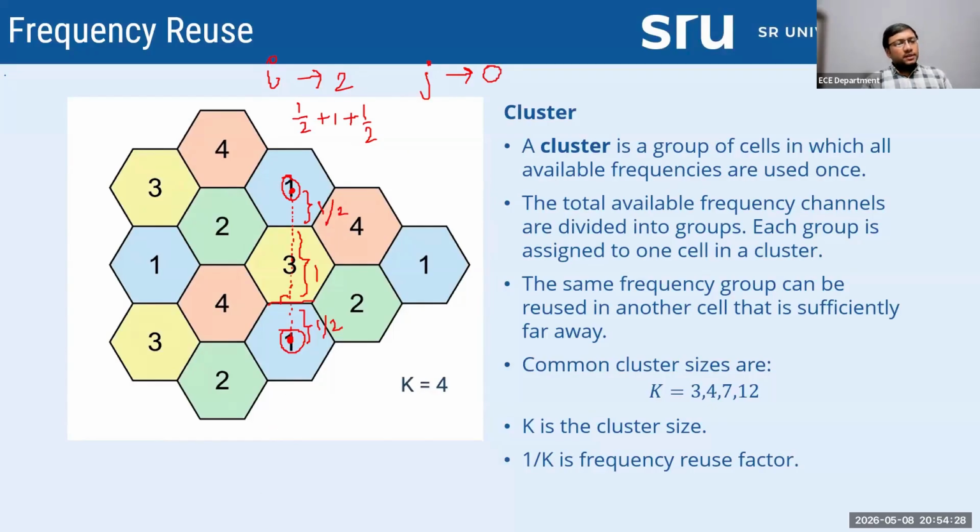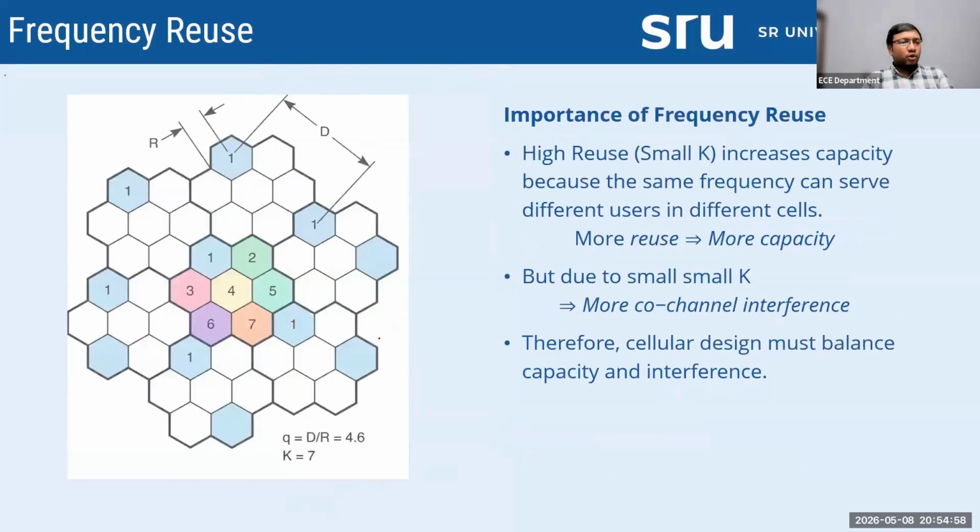Now this expression of K is K is equal to I square plus IJ plus J square. The value of I is 2, so 2 square plus IJ, which is 0, plus J square, which is 0. So that is why this is 4. In this way I am getting the cluster size 4. Clear? Now I am applying the same technique on this.